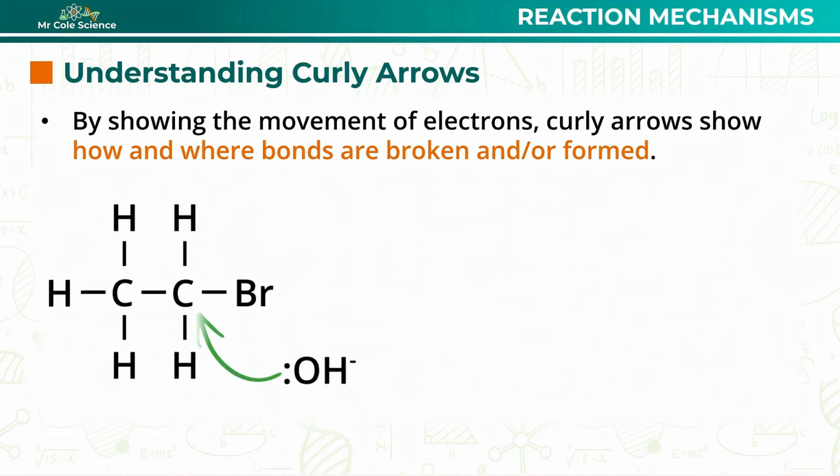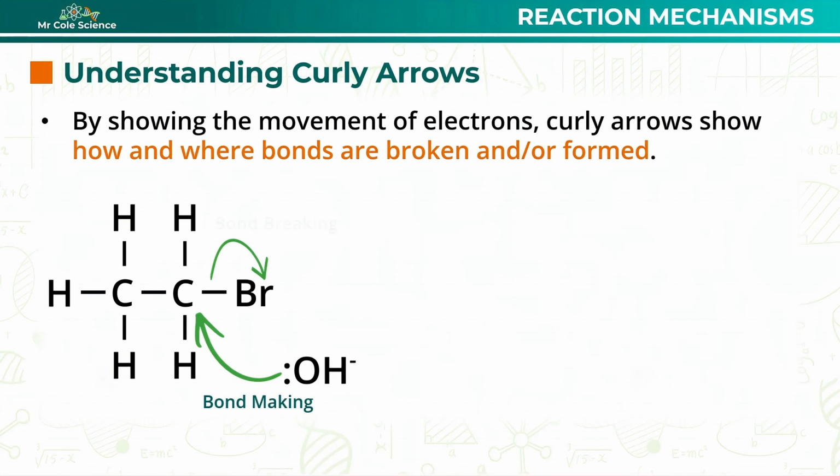In this example, this first arrow is showing that the electrons from the lone pair on the hydroxide ion are being used to form a covalent bond with the carbon atom, so it's showing bond making. How do I know this? Well, the curly arrow starts at the lone pair of electrons. This immediately tells me that those electrons are going to be used to make a bond. And as the arrowhead is clearly pointing to the carbon atom, they're going to be used to make a bond with that atom.